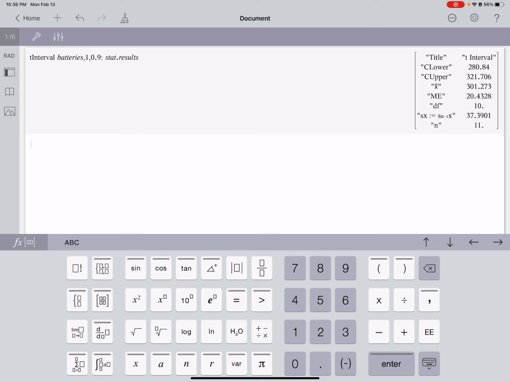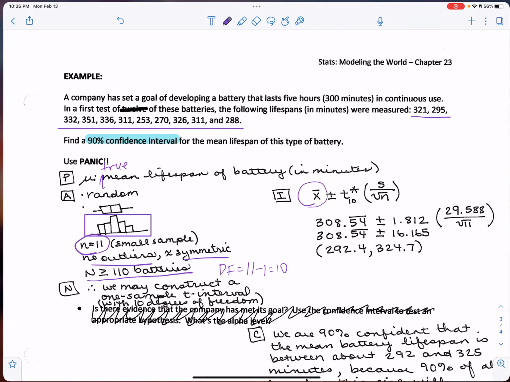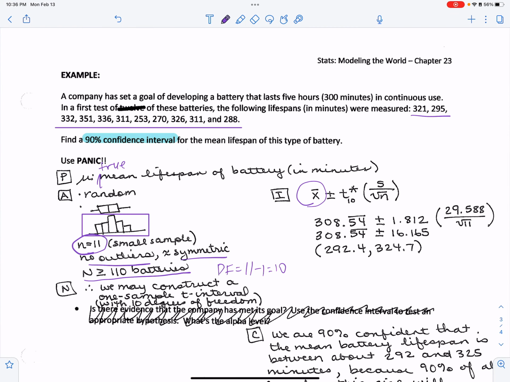And there we go. So I have 280.84 to 321.706. My x bar is 301. My margin of error, and my standard deviation is 37.39. And my n is 11. So it gave me everything except this value right here. And that value is my t star, degrees of freedom 10.